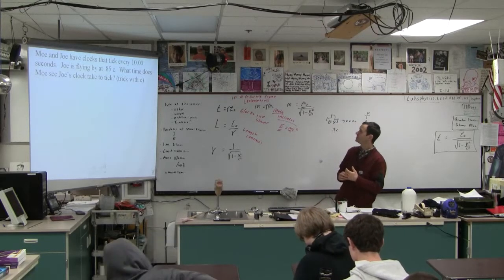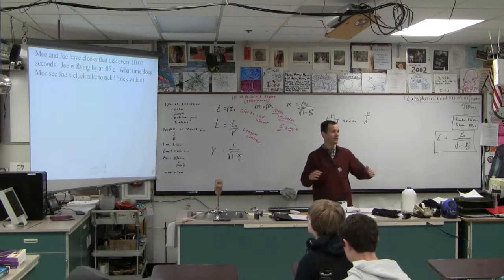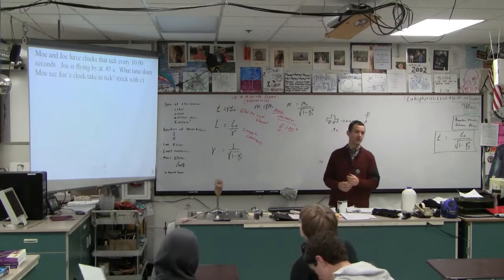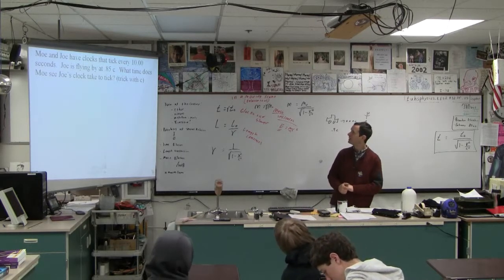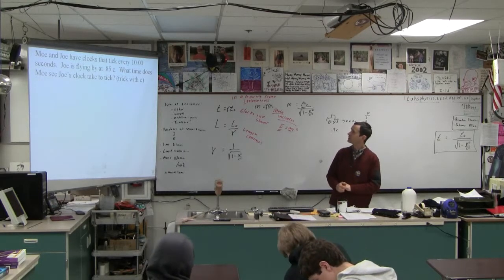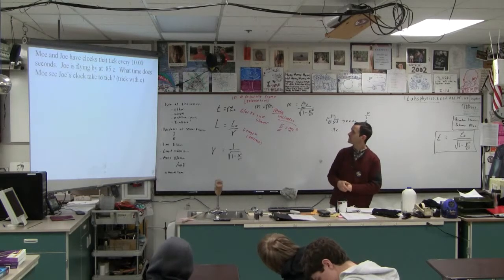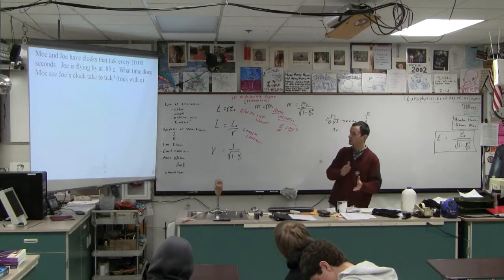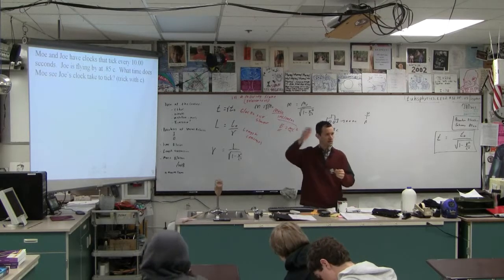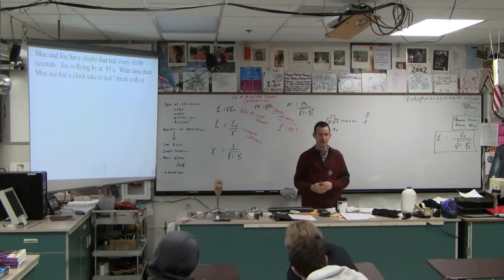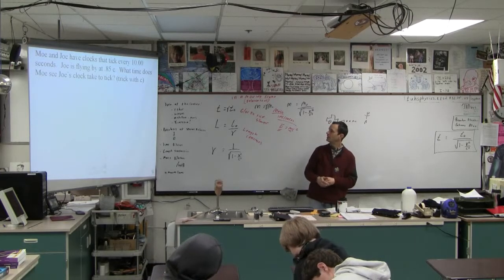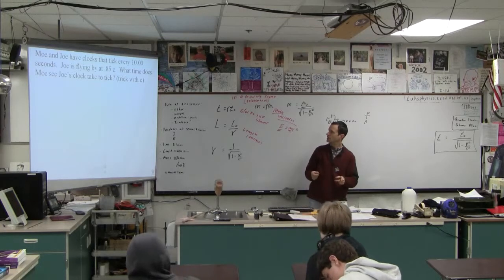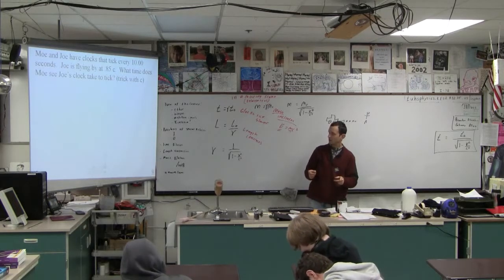Mo and Joe have clocks that tick every 10 seconds. That's how long. They're really, really big clocks, right? They're 10^5 light seconds long. You can figure out how long that is, right? Joe, though, gets in his spaceship. He's flying by at 0.85 C, and Mo is sitting still watching Joe fly by. There goes Joe. He's always doing that. Going a little too fast, right? And the question is, what time does Mo see Joe's clock take to tick?